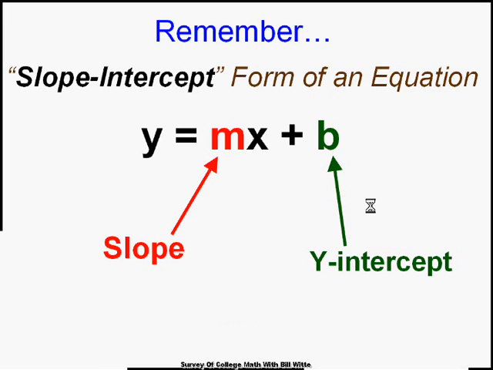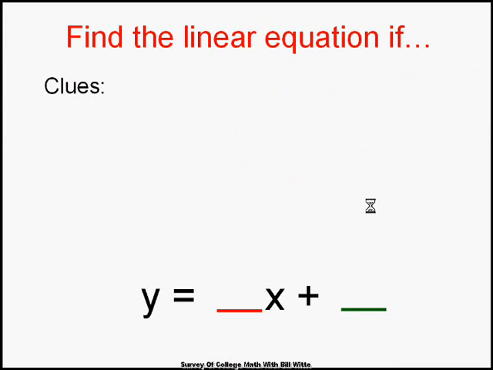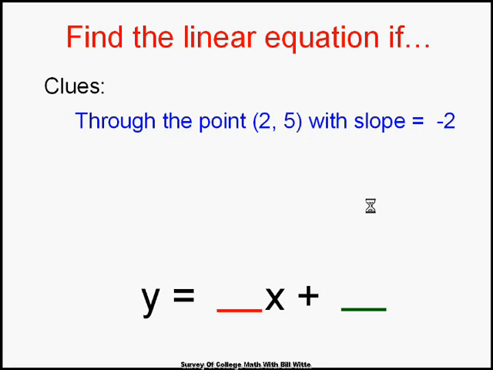Okay? Now then, boy, we'll see how much you learn. I'm going to ask you to find the linear equation with this clue. It's going to go through the point 2,5 with the slope of negative 2. Now this should be review to you. Right away we can put the slope negative 2 in its position.